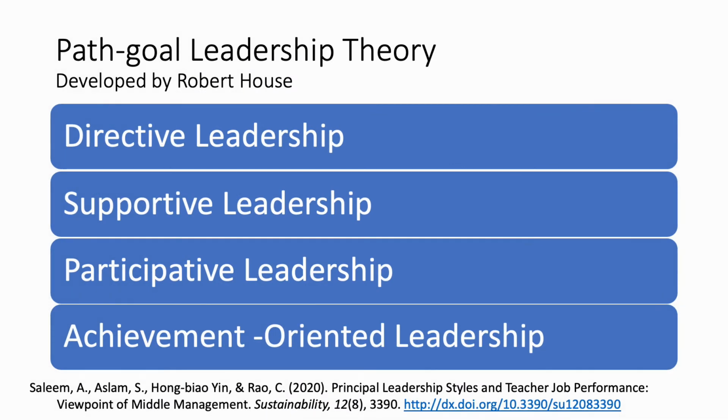Robert House described the path goal leadership theory as how a leader's primary responsibility is to create paths that lead to the goals of their subordinates and the organization as a whole. The leader is expected to utilize the proper leadership style to motivate the staff to improve their performance through 4 main leadership behaviors: directive, supporting, participative, and achievement-oriented.